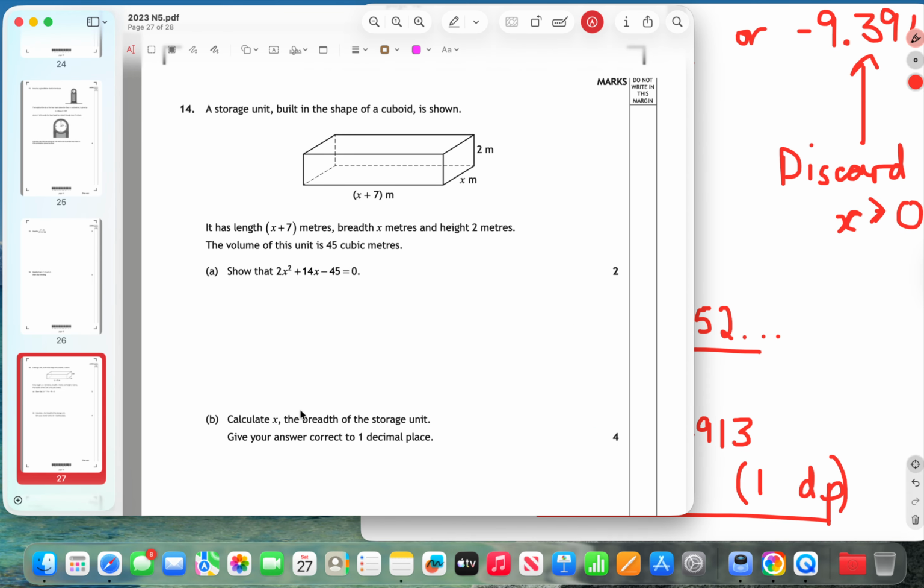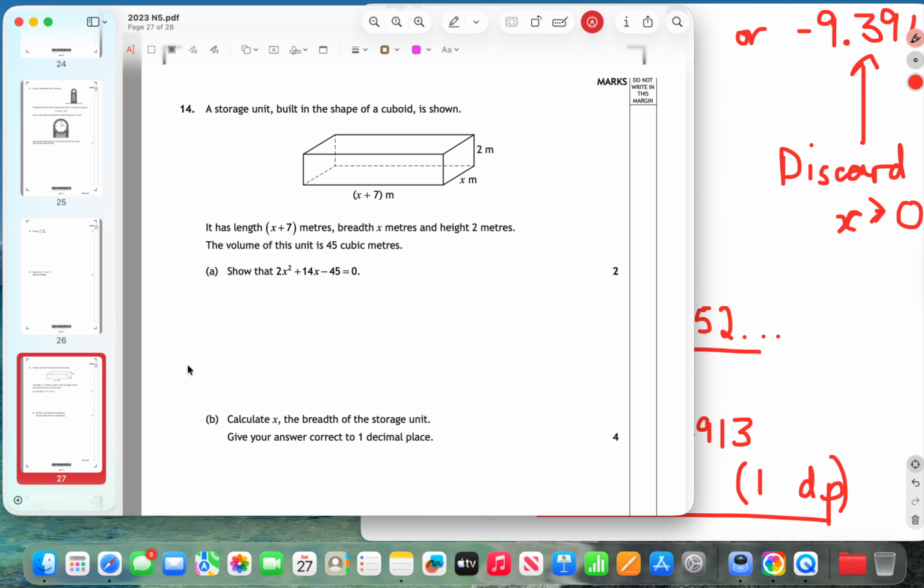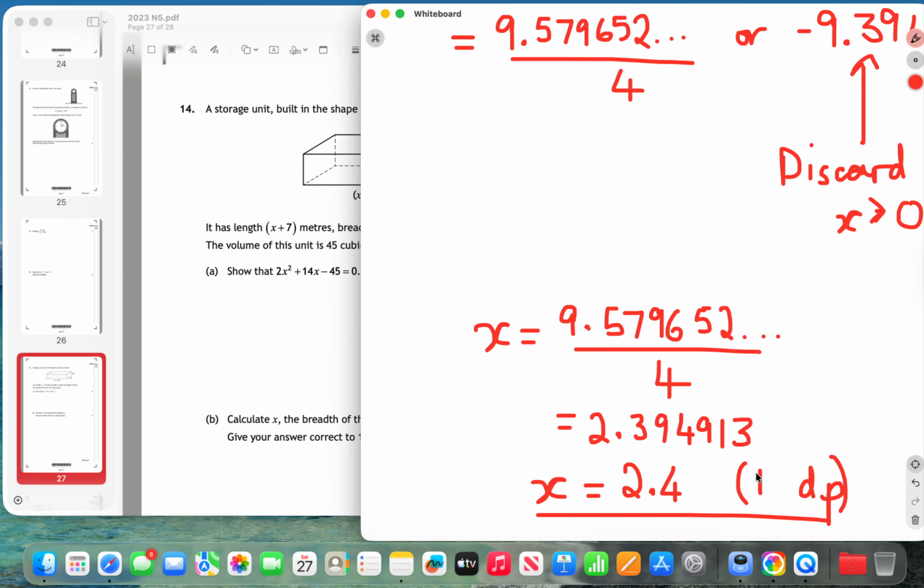I won't put the units of meters because it does already say x then meters. So you put 2.4 then meters. If you put 2.4 m for x, it would be 2.4 meters. So I think that's okay as it is.